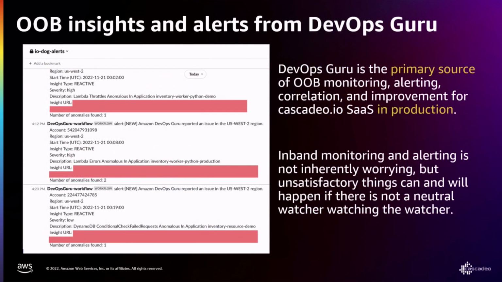So this is production operations for Cascadeo.io SaaS. These insights come in through Slack, out of band, outside of our system, go to the ops team for triage and for escalation, and they actually provide a URL that lets you click through to drill immediately down into the remediation instructions, the correlations, all of that work. So in-band monitoring is not inherently worrying, but unsatisfactory things can and will happen. That's putting it very mildly. Don't count on your monitoring system to monitor its own health.